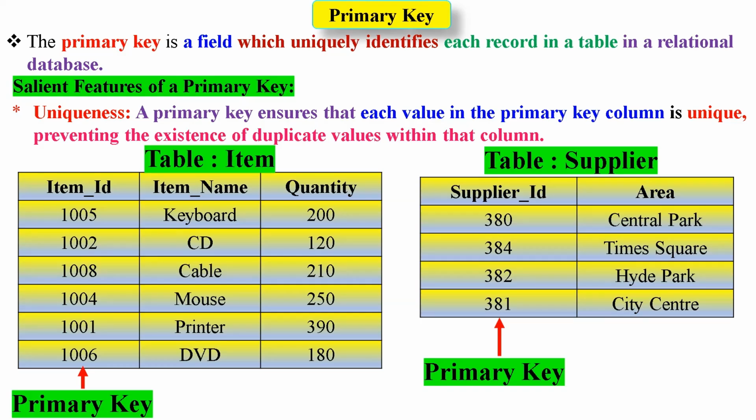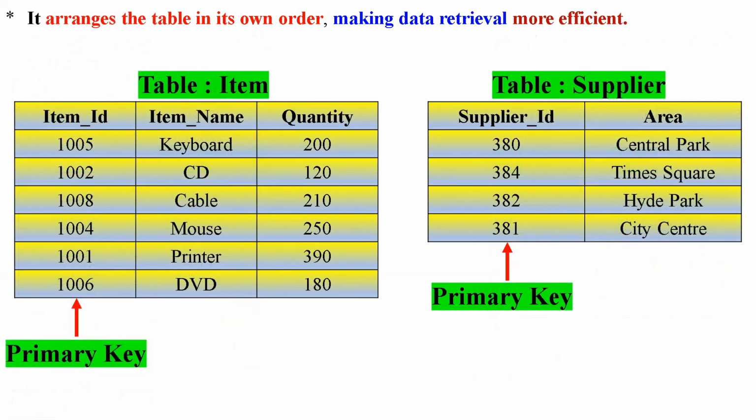The primary key constraint ensures that no two records, rows, in the table can have identical values in the designated primary key column. This uniqueness constraint is vital for maintaining data integrity and avoiding data redundancy. It arranges the table in its own order, making data retrieval more efficient. This means a primary key, which is often used as an index, organizes the data in the table in a specific order. Searching for and retrieving specific rows becomes faster and more efficient. This is because the database system can use the index created by the primary key to quickly locate the desired data.